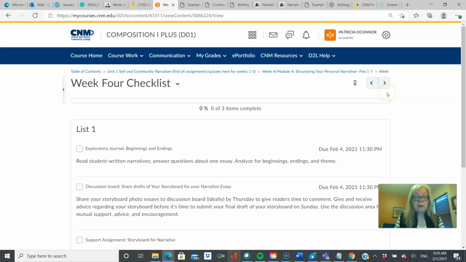I'm going to explain plot. I'm going to take apart some Disney films for you using the plot pyramid. We're going to look at Jennifer Schaller's essay, and we're going to start your storyboards.